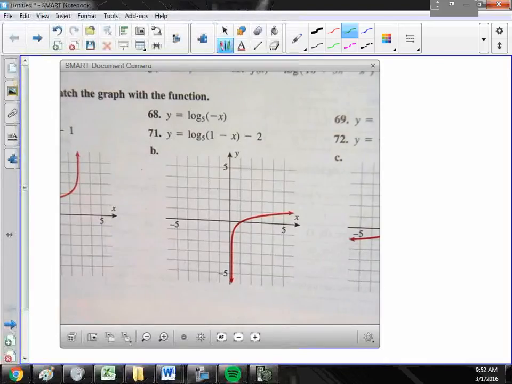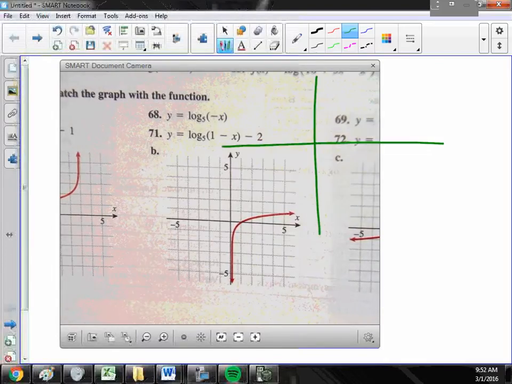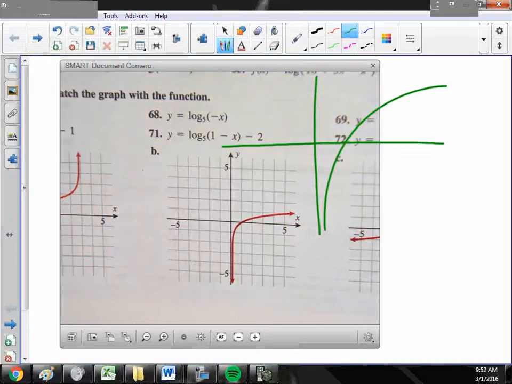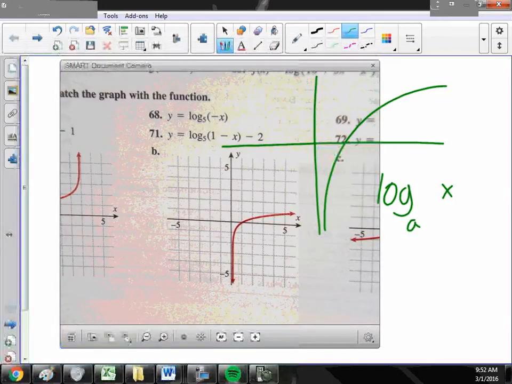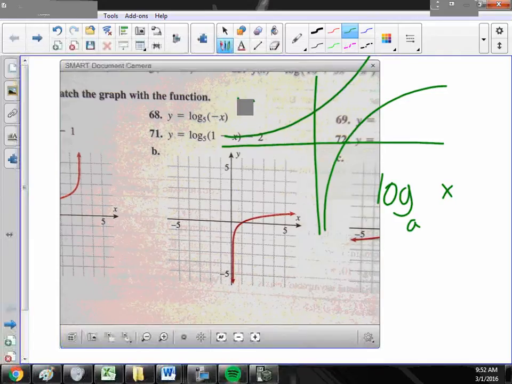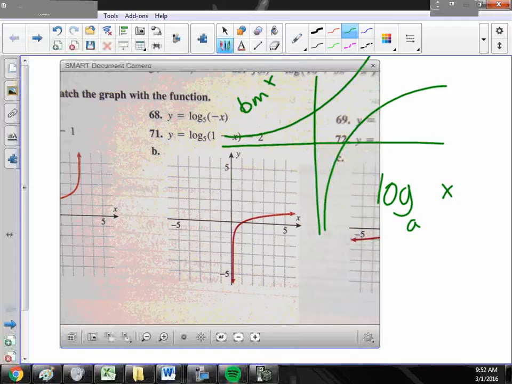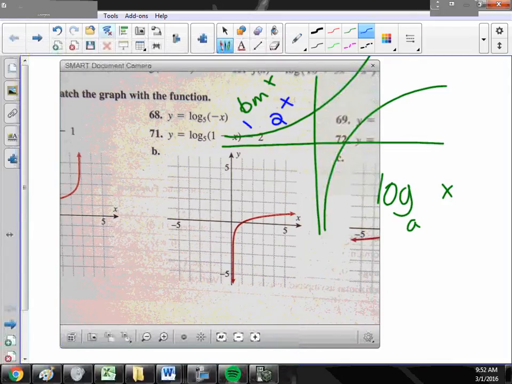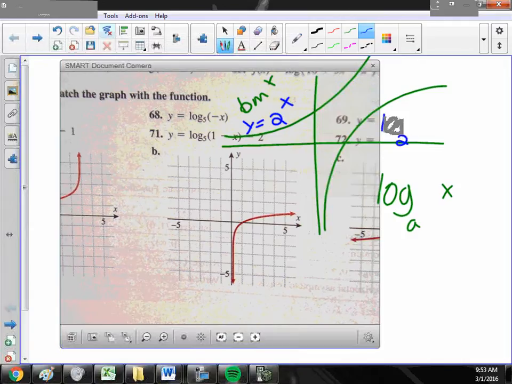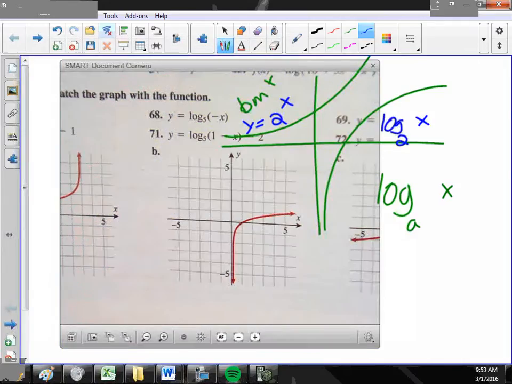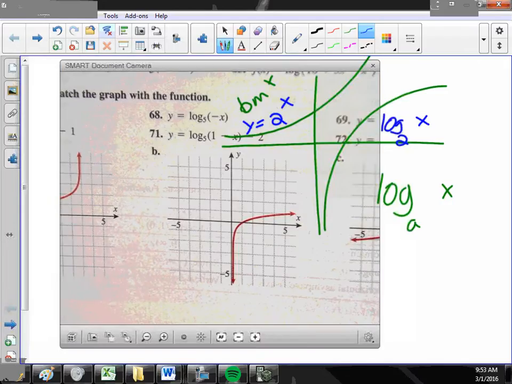So, a regular logarithm graph looks like this. Now that's log base a of x. And that is the exact inverse of this graph, where this is b times m to the x. So let's say this was the graph of y equals 2 to the x. Then the inverse graph is going to be log base 2 of x. Okay? But not all exponential graphs look like this.